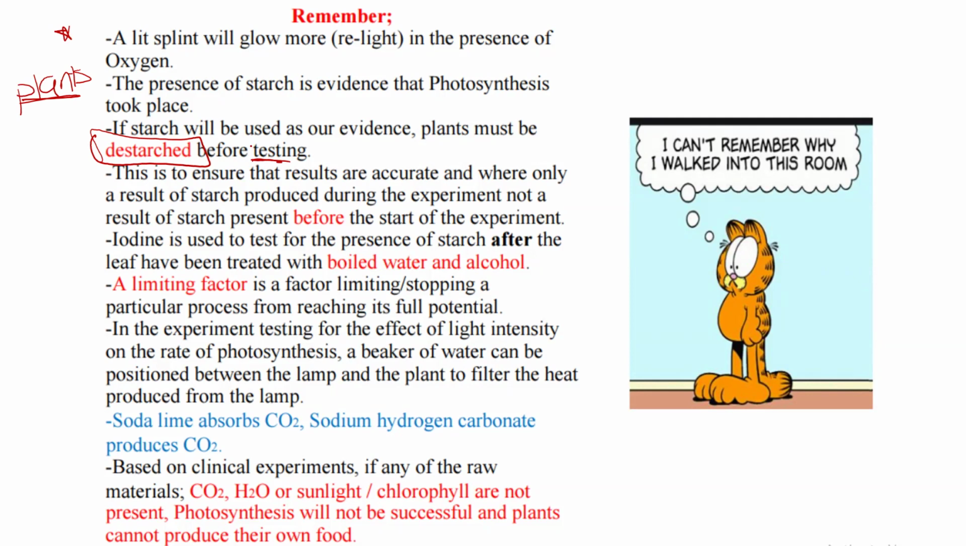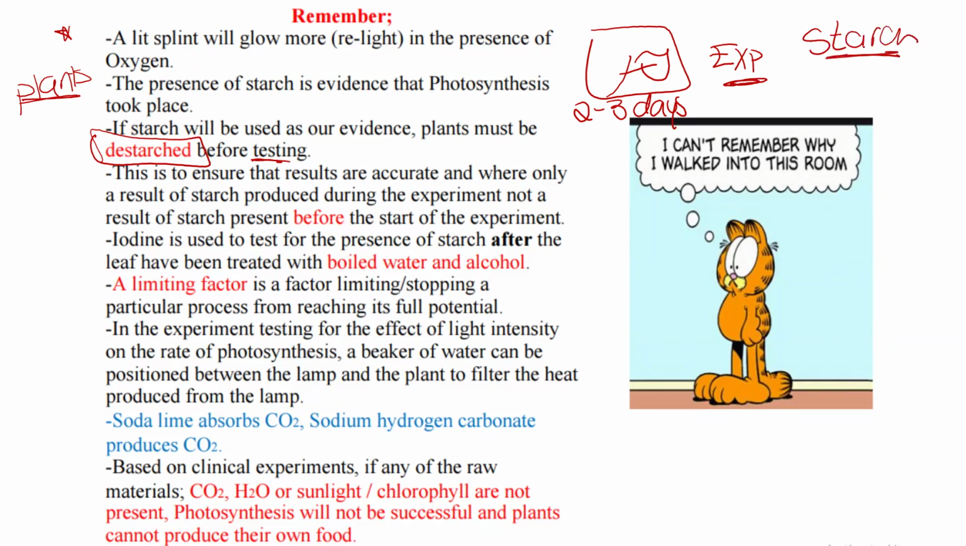I want to first de-starch by putting it in a cupboard. I'll put my plant in a dark place for 2 to 3 days only, not more than that, because I do not want to kill the plant. I just want to remove the starch. And then I'm going to do my experiment. And after my experiment is finished, I'm going to test for the presence of starch. Now, either my results are positive or negative. If they're positive, then photosynthesis took place. If they're negative, then photosynthesis did not take place. Okay, I hope this point is clear. Now, I think now you know what is a limiting factor. It is a factor that will limit or stop a particular process from reaching its full potential. Okay?